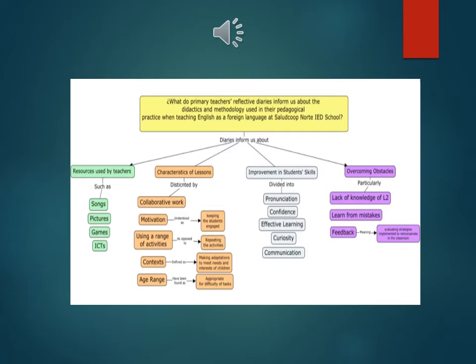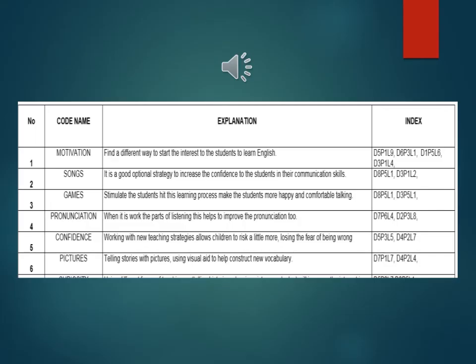In this way, we compiled all the information from the diaries and visually answered the initial research question by using all the data that we found in both the open and the axial coding. The first code that we found was motivation. That was very important to find a different way to spark the students' interest in learning English. That is part of the characteristics of the lessons.